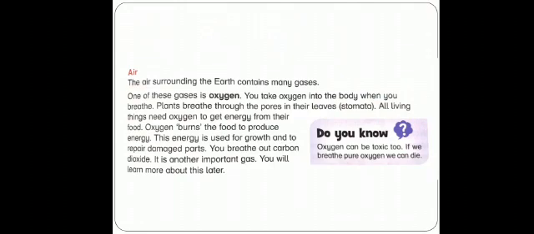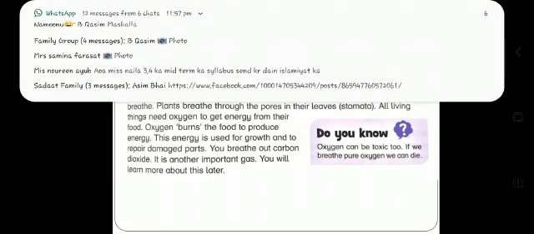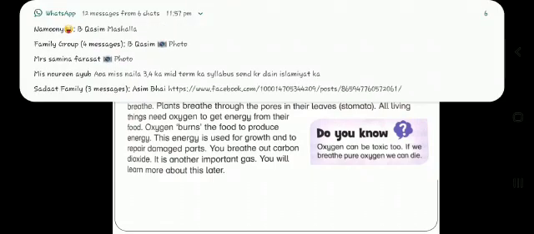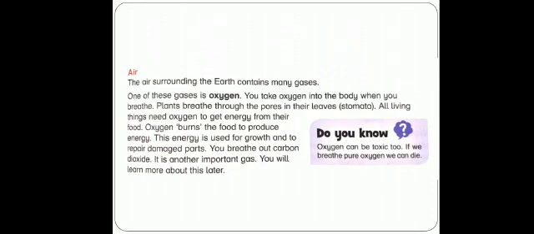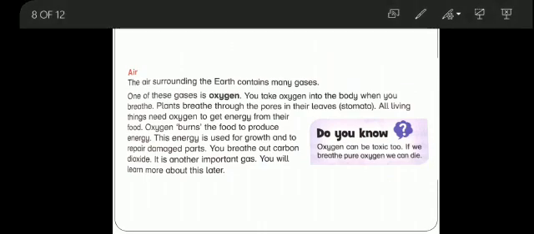Now, one of these gases is oxygen, that is 21%, and it is very important for us because we take oxygen into the body when we breathe. When we breathe, which gas do we take in? We take in oxygen gas. And why do we take in oxygen gas? Because oxygen gas helps to burn the food to produce energy. Oxygen is responsible for producing energy as it burns the food.